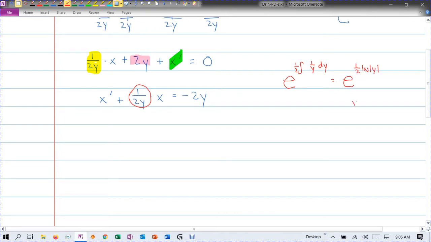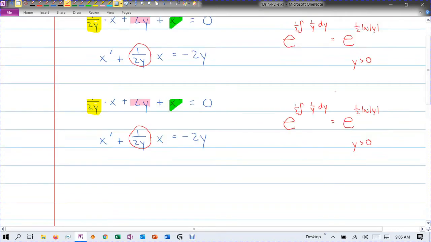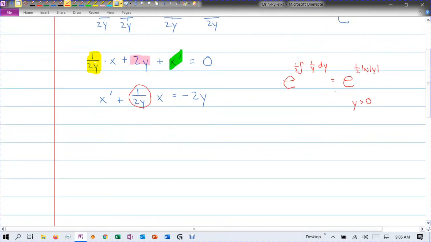So long as y is greater than 0, we can get rid of that absolute value and bring the 1/2 up. Raising y to the 1/2 is the same as the square root. So we get e to the natural log of the square root of y, so long as y is greater than 0. And then the e and natural log go away, so you just get square root of y. So the same thing we did before.